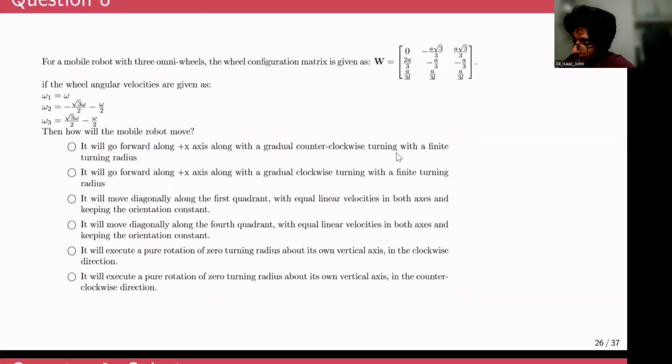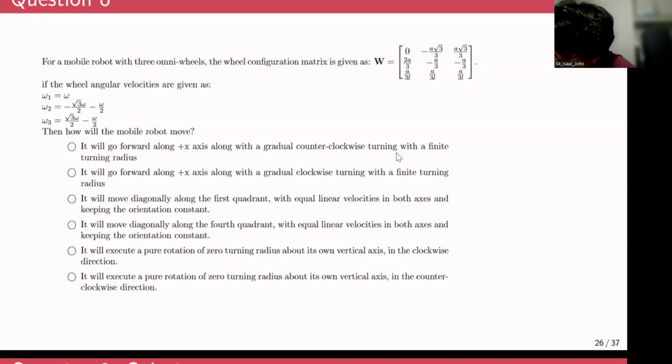What do we have over here? A mobile robot with 3 omni wheels. The wheel configuration matrix is given as so and so. If the wheel angular velocities are given as so and so, then how will the mobile robot move? So it's the inverse of the problem that we have seen earlier.